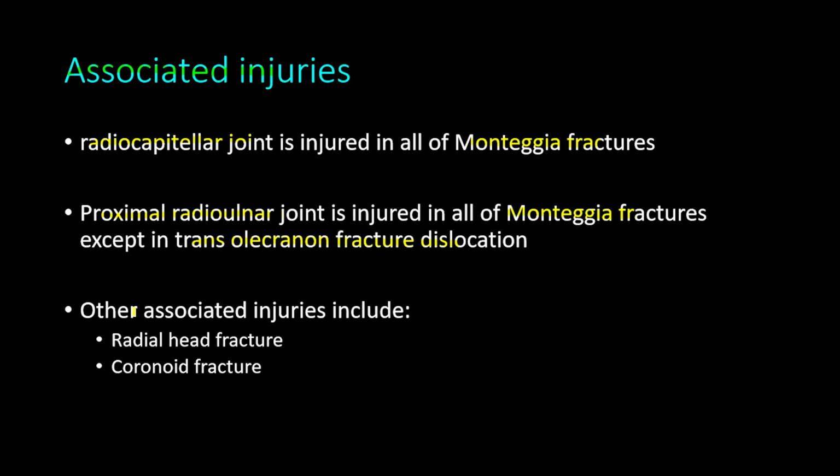Now, other associated injuries with Monteggias include the radial head fracture. The radial head may be fractured in some cases, and the coronoid process may also be fractured in some cases. Now let's talk about the treatment in Monteggia fracture dislocations. So we have a non-operative and an operative treatment.